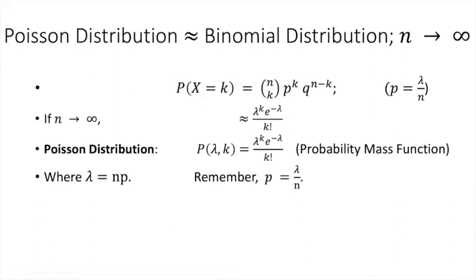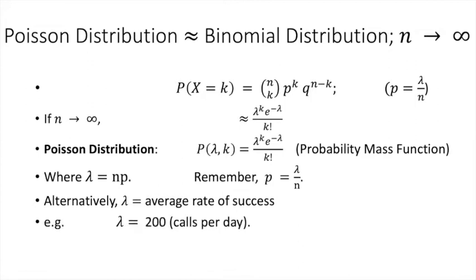Notice that when lambda, that is the average rate of success, is not directly given, it can be obtained by multiplying the probability of success p with n, where n is finite. Alternatively, sometimes lambda is given directly. For example, in the present case, lambda is given as 200 calls per day.